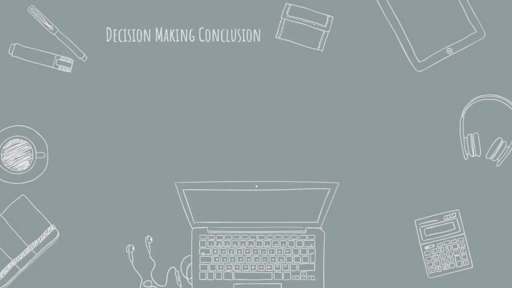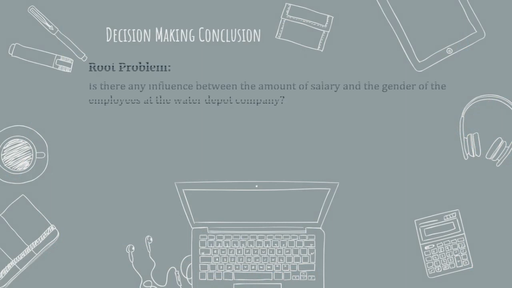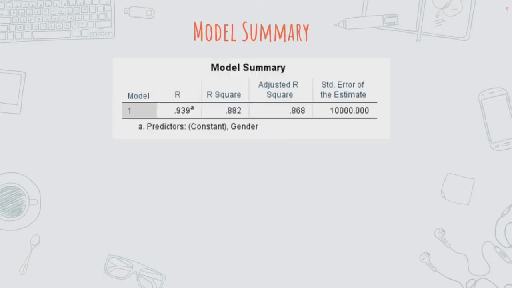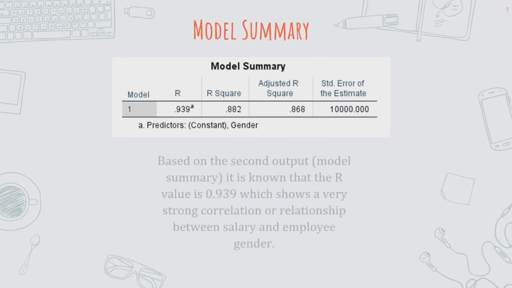Now it's time for the decision-making conclusion. Firstly, we need to determine the root problem, which is: is there any influence between the amount of salary and the gender of the employees at the water depot company? Secondly, we need to determine the hypothesis. For H0, there is no effect between the amount of salary and the gender of the employees at the water depot company. For H1, there is an influence between the amount of salary and the gender of the employee. And here is the model summary.